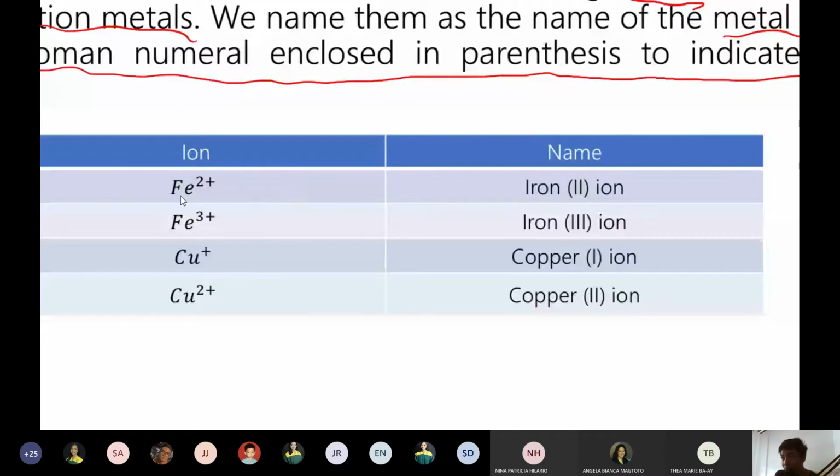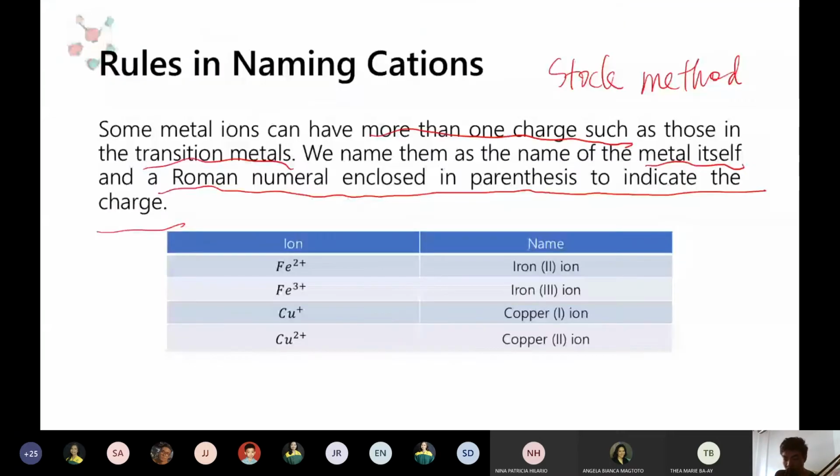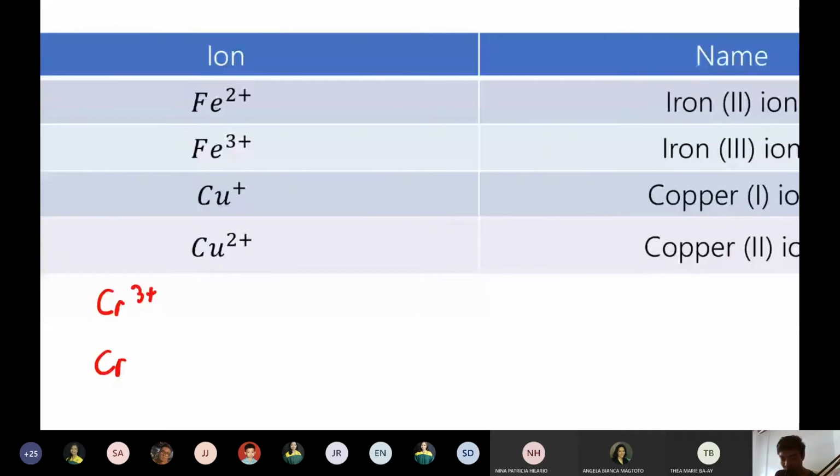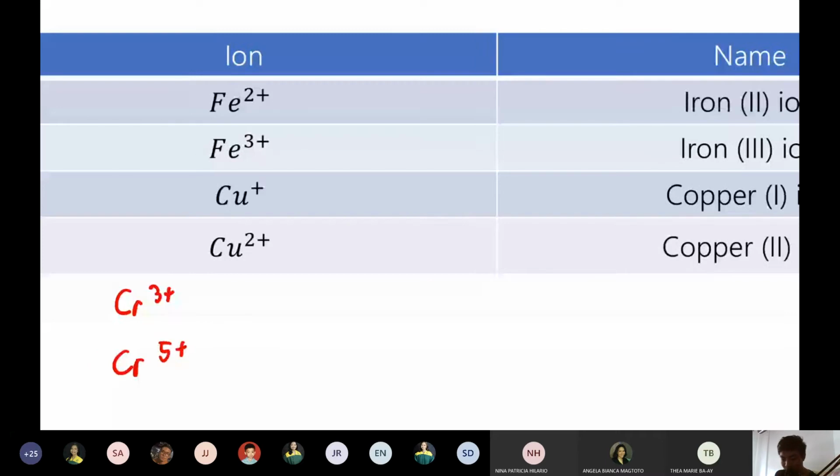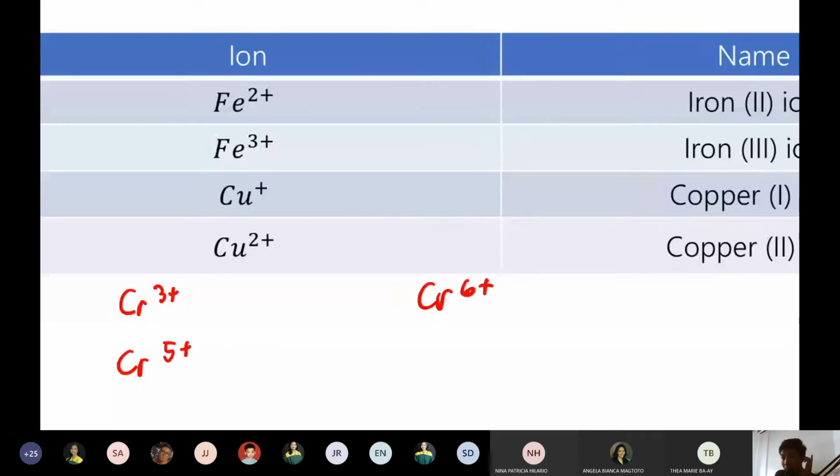So in stock method, we just copy the name of the metal and the charge is written as a Roman numeral enclosed in parentheses. So iron 2 plus, 3 plus, ang name niyan ay iron 2, iron 3. Copper 1 plus, copper 2 plus, copper 1, copper 2. Ano pa? Let's have chromium. Si chromium, ito ay toxic eh. Meron niyang chromium 3 plus, may chromium 5 plus, may chromium 6 plus. Actually, marami pa yan, hindi ko lang maalala yung iba.